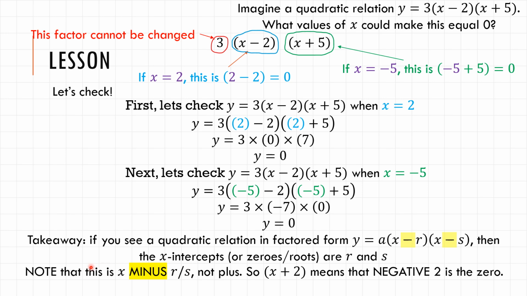And that's exactly what I'm saying here. So note that this is x minus, not plus. So x plus 2 means that negative 2 is the zero.